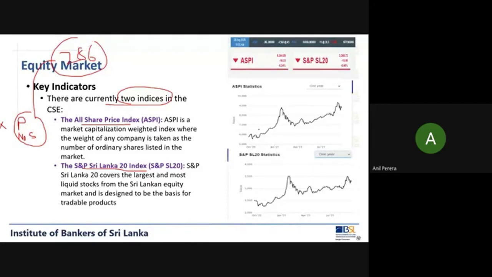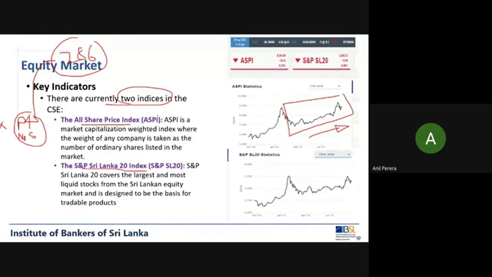If you look at the ASPI these days, you can see the ASPI is on an upward trend. I think you are aware these days our stock market is performing well. It's booming. There's a greater interest towards the stock market. People are buying securities in the stock market, and when you purchase more securities, the stock prices go up, indicating ASPI is going up because this price variable goes up. So that measures the overall performance.